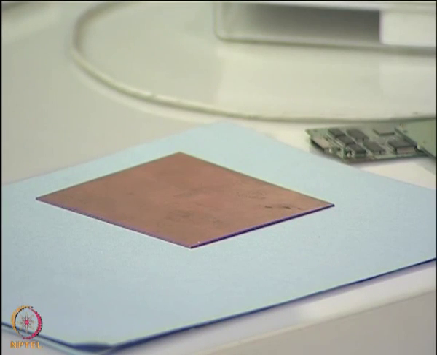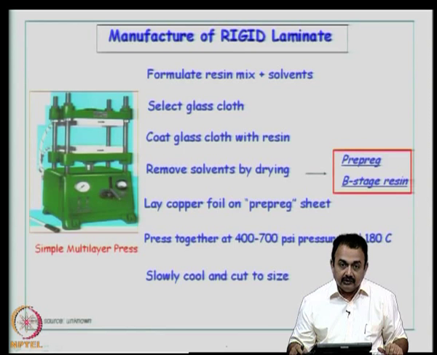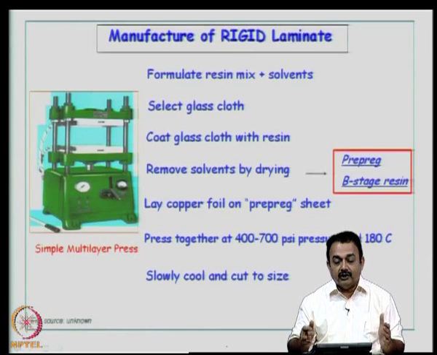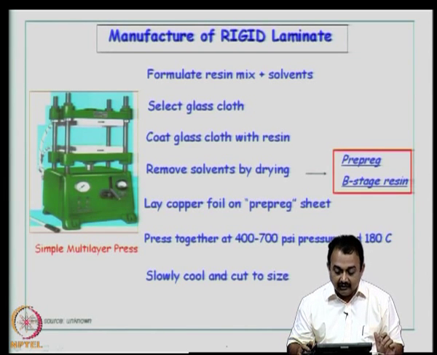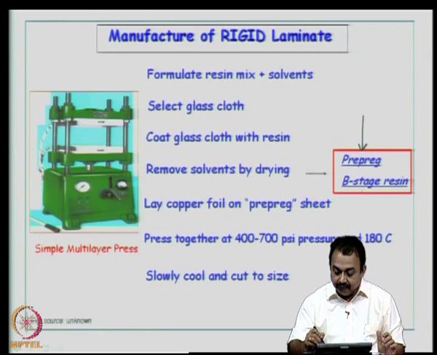We formulate the resin mix first and add the required solvents. Select the glass cloth, coat the glass cloth with the resin, okay? And now you remove the solvents by drying. Typically you remove about 40 to 50% of the solvents by drying, and at that stage the material is known as a prepreg. Remember, we are going to use this term very often in the following classes.